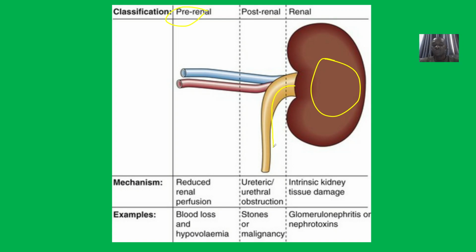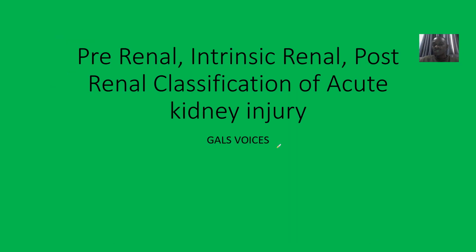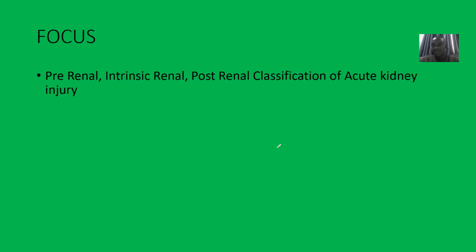Now there is this ureter that takes urine away from the kidney. So if there's issues within the ureter, I say that okay, now this issue is after the kidney, so it is what? Post-renal. So basically you use the kidney as a landmark to now classify this. The issue is before the kidney, inside the kidney, or after the kidney.